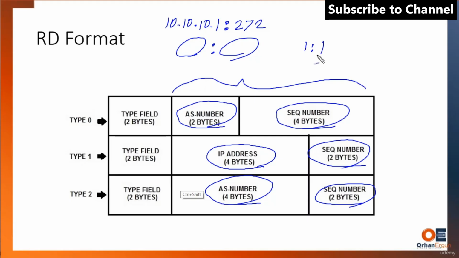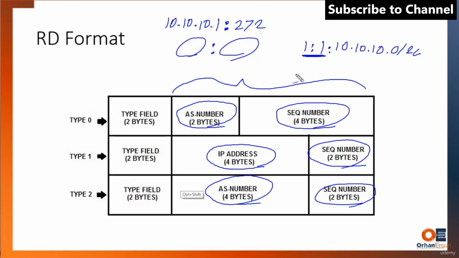Now we add this to the beginning of the prefix which we are going to install in our routing information base. So I have 1:1 in the beginning, and then let's say 10.10.10.0/24. Now this is the color one, right? Based on this, I can tell this belongs to the first routing table.